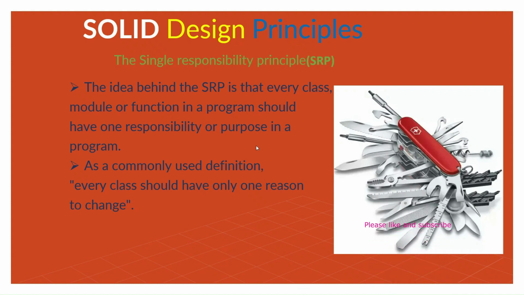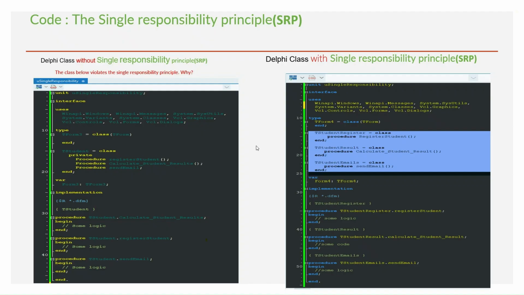The idea behind the single responsibility principle is that every class, module, or function in a program should have only one responsibility or purpose in the program. As a commonly used definition, every class should have only one reason to change. So if each and every class has only one responsibility, then whenever a change comes, it will impact only that class. It will not impact the other classes.